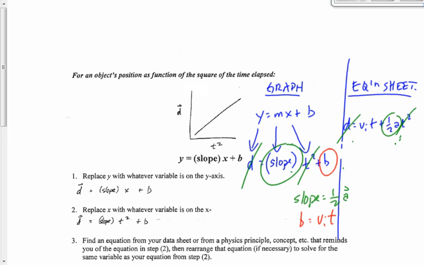I wanted to change it around just so it was all in the same order. I just find it easier to see there. But if you've got VIT plus 1/2 AT squared, or blank squared plus, it doesn't really matter. It's just a little bit easier to visualize, I think, if it's in the same order. That's not too bad, eh?